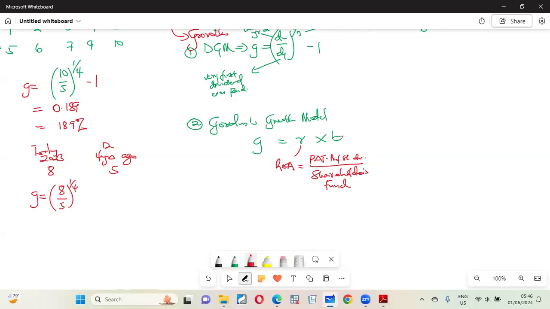Now, what is b? B is the part of the money they retain. So we call it the retention. How do we get retention?